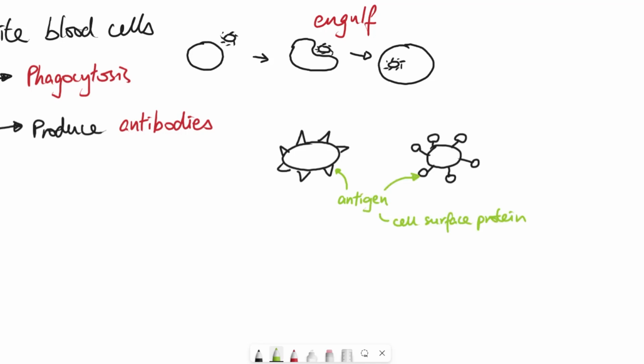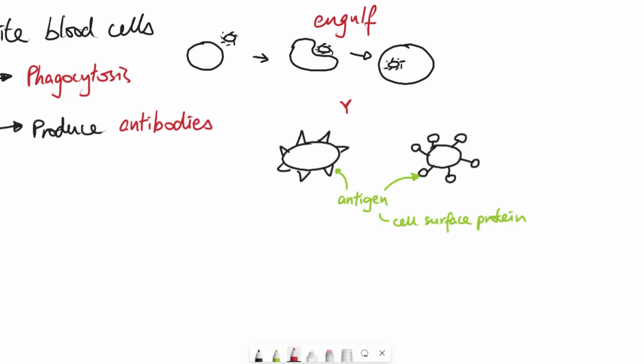We've got two different types of antigens here. The one on the left, where the pathogen is, has a pointy antigen, and we call it, let's say, the foreign antigen because it is a foreign cell. Whereas the one on the right, our body cell, we call a self antigen because it's one of our own body cells. So the way that it works is that the white blood cells are able to produce antibodies.